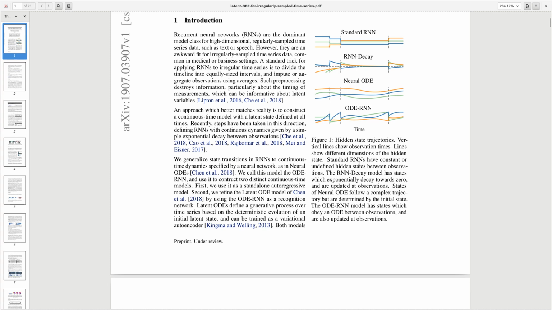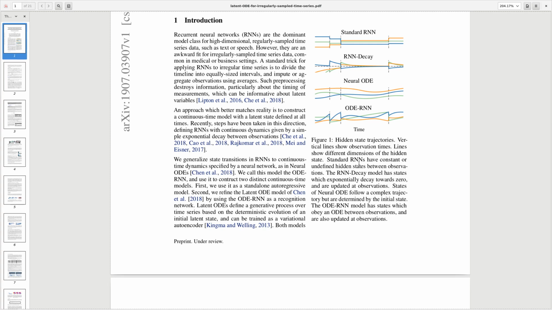Such pre-processing distorts information, particularly about the timing of measurements, which can be informative about latent variables. An approach which better matches reality is to construct a continuous time model with a latent state defined at all times. Recently, steps have been taken in this direction, refining RNNs with continuous dynamics given by simple exponential decay. We generalize the state transitions in RNNs to continuous time dynamics specified by a neural network, such as neural ODEs. We call this model ODE-RNNs and use it to construct two distinct continuous time models.